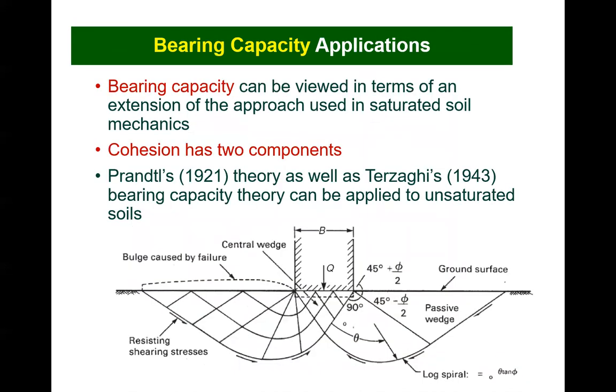The bearing capacity of an unsaturated soil can be viewed as an extension of the classic bearing capacity theories for dry and saturated soils. The required change in thinking is that now cohesion has two components, namely effective cohesion and cohesion due to matrix suction. Prandtl's bearing capacity equation and Terzaghi's bearing capacity theory apply equally well for unsaturated soils as they do for saturated and dry soils.